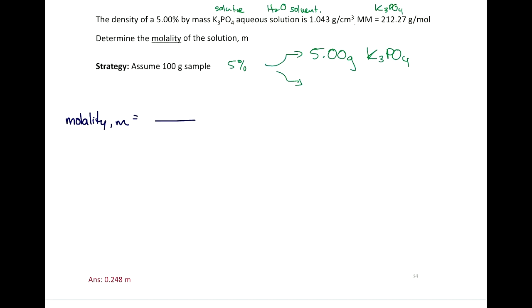It's the rest of the sample, right? If this is a 100-gram sample or solution, 5 grams of it is going to be the salt, and 95 grams of it is going to be water, H2O. All right, so do you see how I did that?